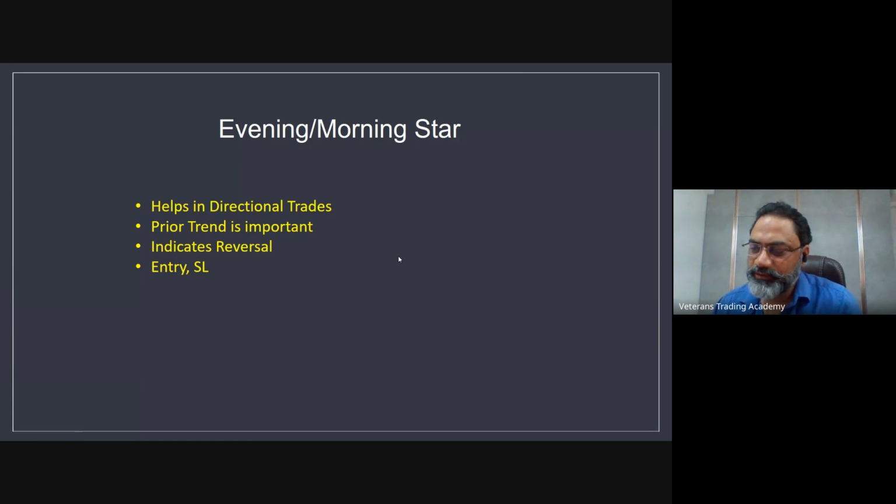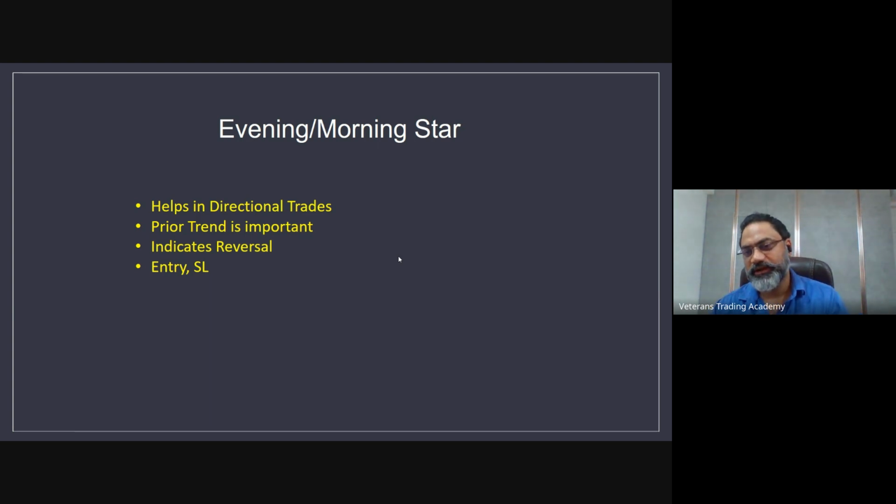The prior trend information is very important in both cases. If it's a morning star, then the trend has to be down, and if it's an evening star, the trend has to be up. It indicates reversal. Entry in this case is at the end of the third day. Either you take an entry at 3:20 of the third day, or in the morning of the fourth day. And the stop loss is the lowest level of the morning star.